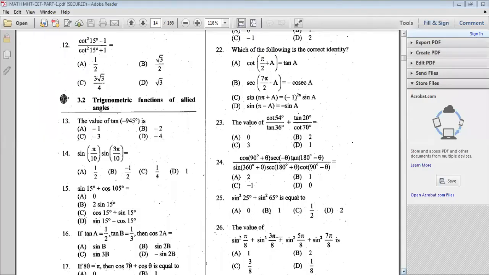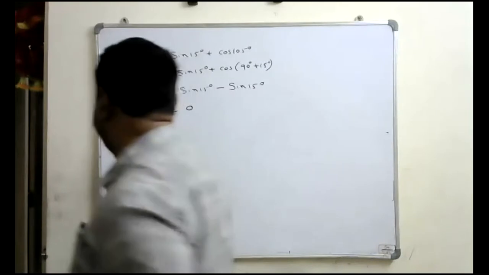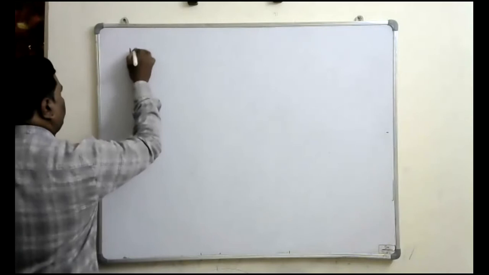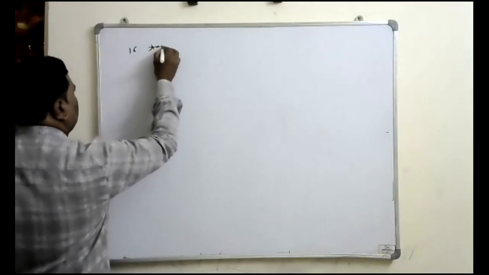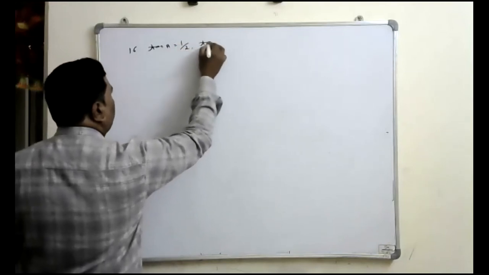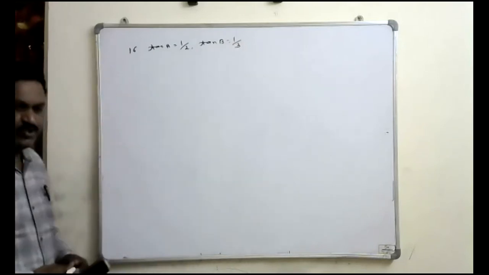Observe this problem number 16, where tan A value is given as 1 by 2 and tan B value is given as 1 by 3. Then what is the value of cos 2A? That cos 2A value I want in terms of B. Just observe here. Since it is given that tan A is equal to 1 by 2 and tan B is equal to 1 by 3, I want the cos 2A value.